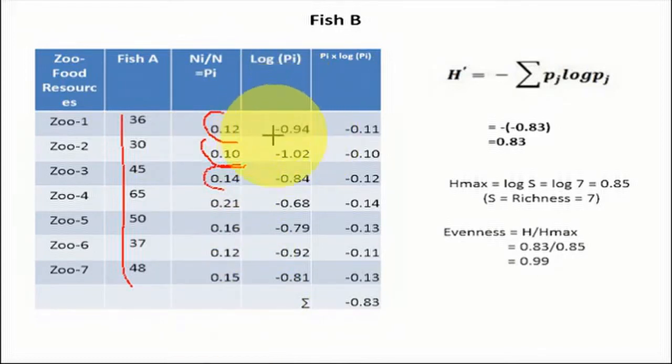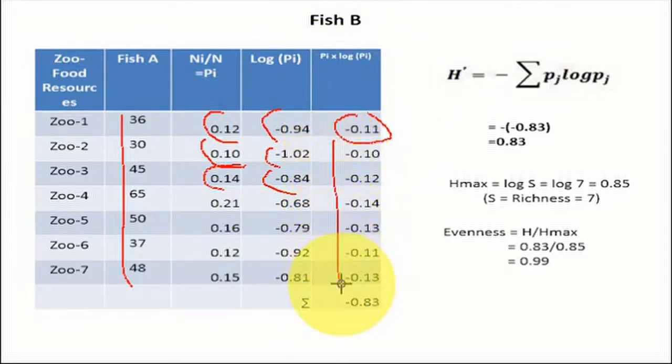It is coming as minus 0.94, 1.02, 0.84, all these negative values. And here is the product of these two columns, minus 0.11, and similarly all the products. Now you can sum up, minus 0.83. So the Shannon index is 0.83.